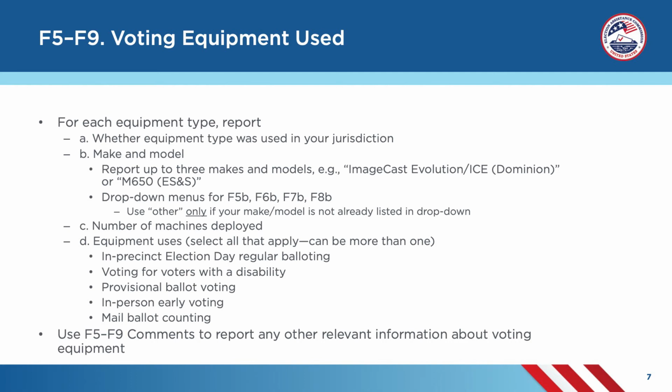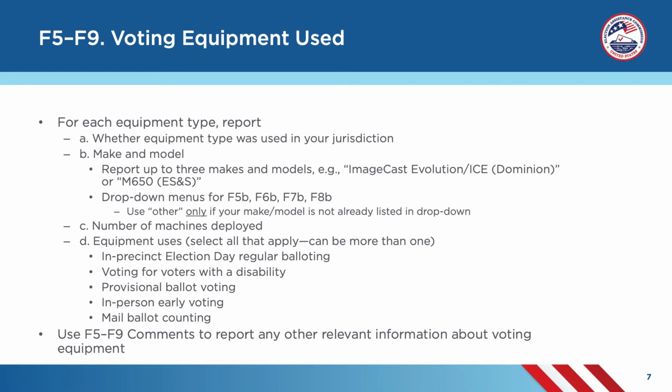Next, you'll report the number of machines deployed for each make and model. When reporting these numbers, you should only include machines that were actively used during the election. For instance, if your jurisdiction had a machine that was kept in storage throughout the voting period for the 2022 general election, it should not be included in this count. If your jurisdiction doesn't track information about the number of machines deployed, select Data Not Available as your response. You do not need to report any equipment make, model, or count information for hand counts.